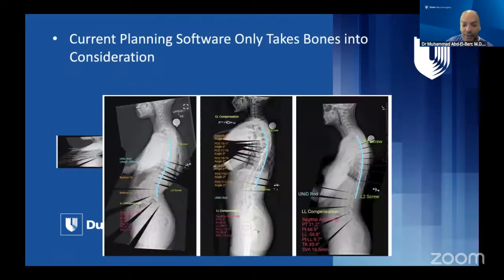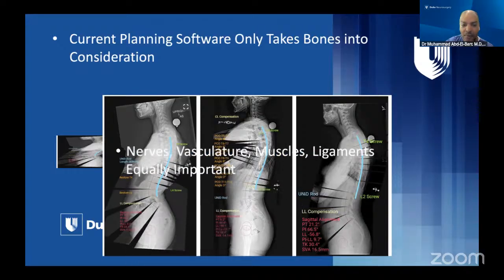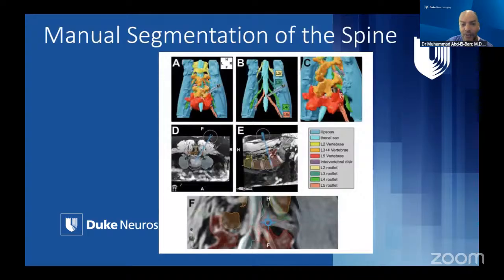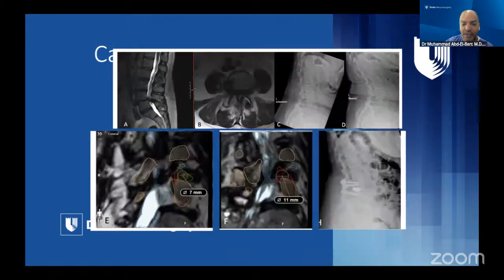If you look at the current planning software, they only look at bony structures and spinal pelvic parameters and so on. But we know that nerves, vasculature, muscles, ligaments, as Dr. Tara showed, you have to look at all of these things. So what we've done is worked very hard to do manual segmentation of all aspects of the spine. We're looking at the psoas, the bones, the nerves, and from that we are deciding which pathway we should do.